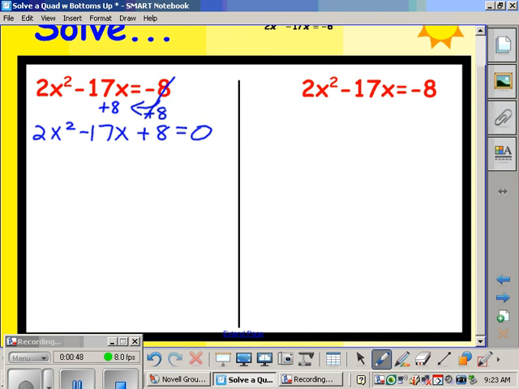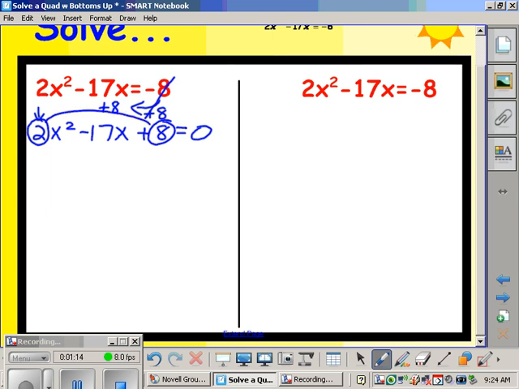Now we can go ahead and solve this. Recall from previous lessons, when you solve a quadratic equation, what you are finding are the x-intercepts of the graph. Now, if you remember the process of bottoms up, you use this when the number in front of x squared is greater than 1. So in bottoms up, you start by circling the a and the c term.